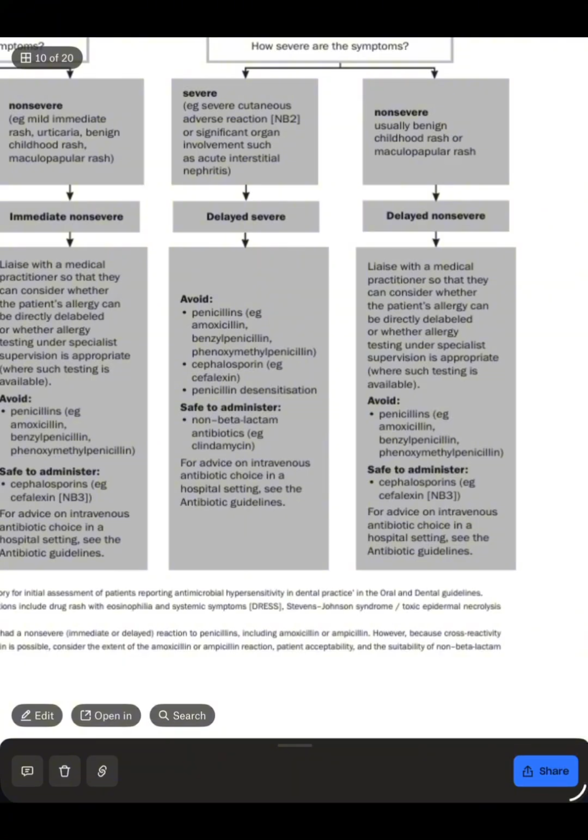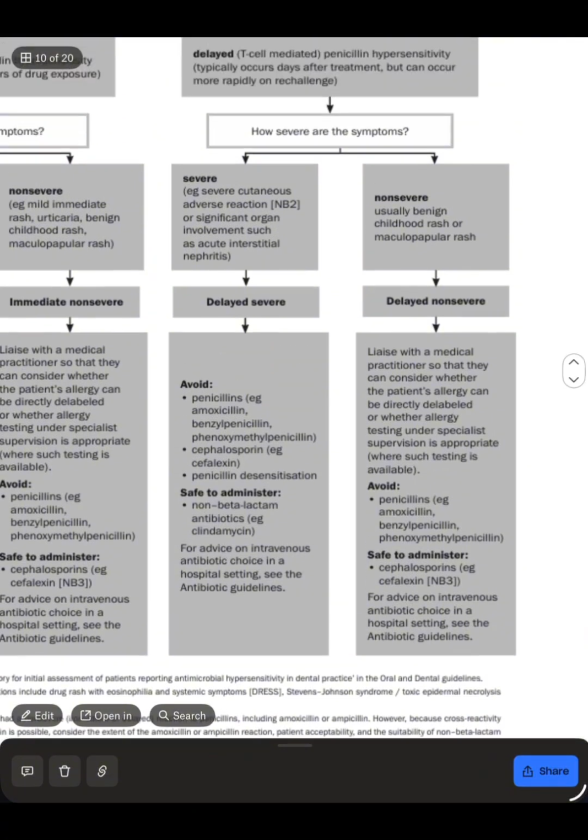What are you going to do with this? We need to avoid penicillin, for example, amoxicillin, benzyl penicillin, phenoxymethyl penicillin. We also need to avoid cephalosporin, for example, cephalexin. We also need to avoid penicillin desensitization in these patients because they have a delayed severe penicillin hypersensitivity. It is safe to administer non-beta-lactam antibiotics, for example, clindamycin. For advice on intravenous antibiotic choice in hospital settings, see the antibiotic guidelines.